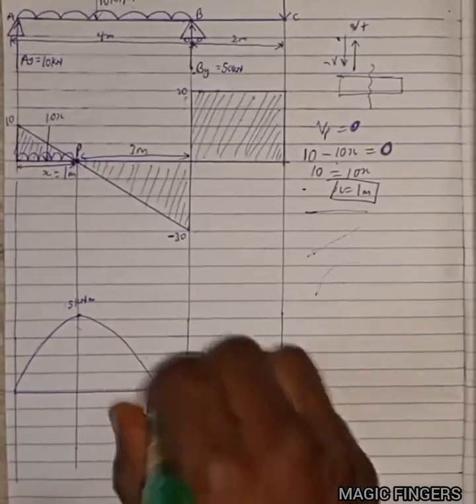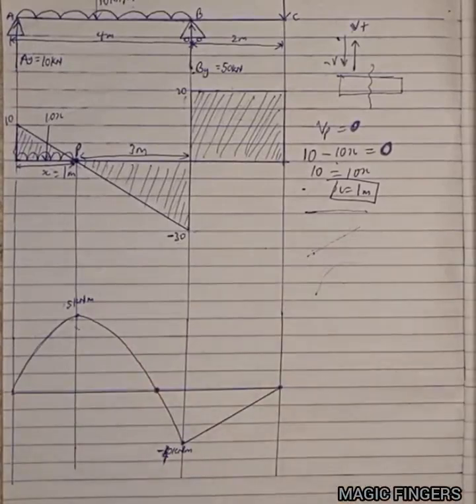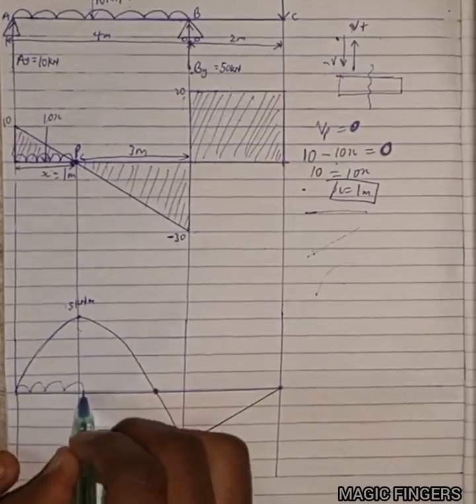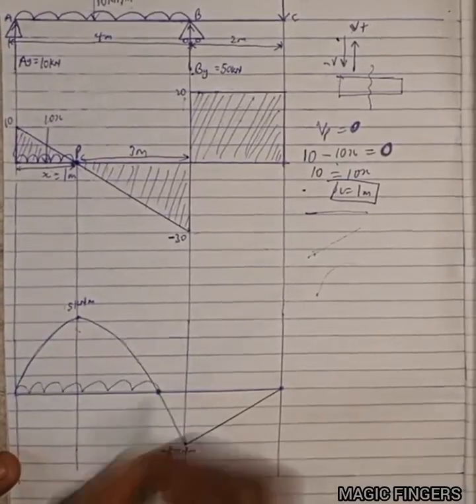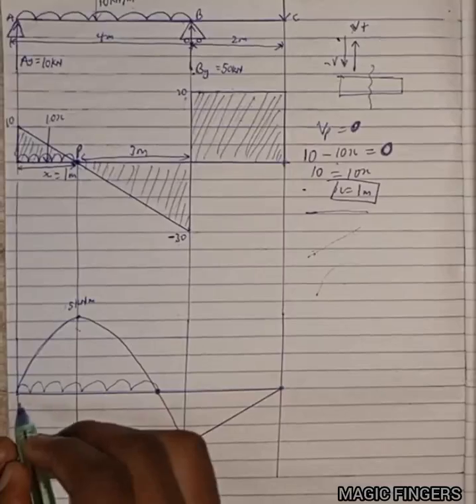When your moment says 0, that's the point of contraflexion you have to look for. Very, very simple. This is what you are going to do. The way I did this one, also do this one like that. Put your UDL to span and stop at that point. Remember, our UDL is 10 kilonewton per meter.